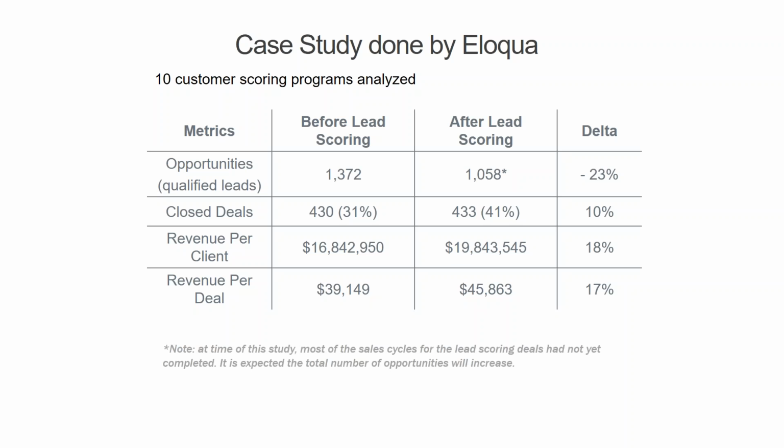Now, another numbers one. This is a case study done by Eloqua on 10 of their customers that were actually using the lead scoring module out of the platform. They've got some very specific numbers here, and the interesting thing is that before lead scoring, they were sending about 1,372 leads. After lead scoring, it went down by about 325 leads, to 1,058. So you've got a decrease in the actual MQLs being sent to sales, but all of the other numbers, the closed deals, the revenue coming in per client, and the revenue per deal, all went up by double digits. So it's pretty clear just by seeing that, you've got a 10% increase in your closed deals just by using lead scoring and using it properly.